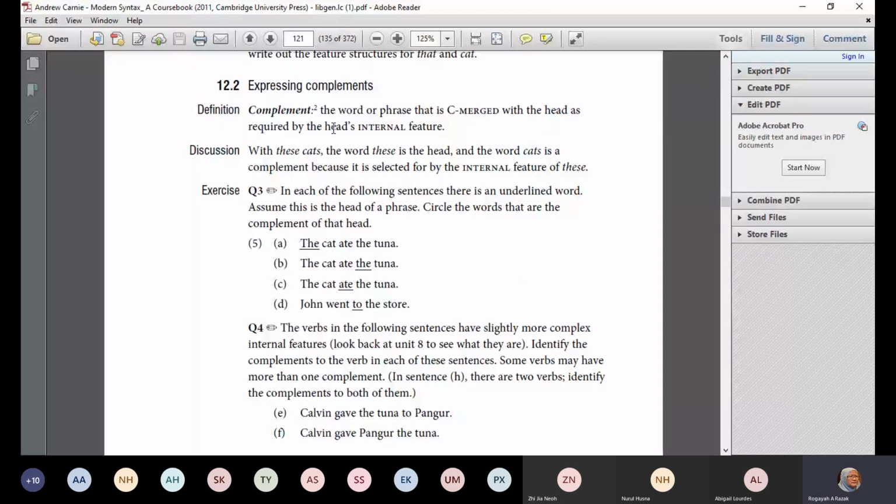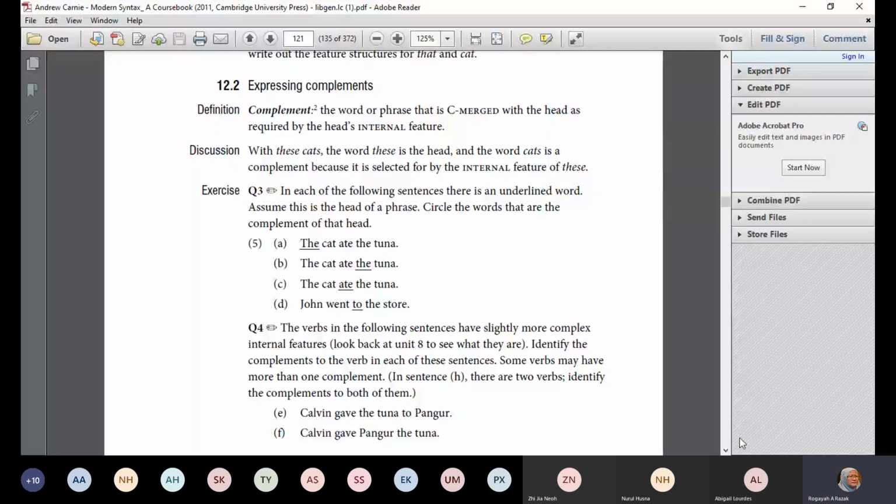Expressing complements. So complement, as we say just now, is the word or phrase that is merged with the head as required by the head's internal feature. So the complement is the constituent that comes after the head. So very important, the head. With these cats, the word these is the head, and the word cats is a complement to the head, which is a determiner again, because it is selected for by the internal feature of these.